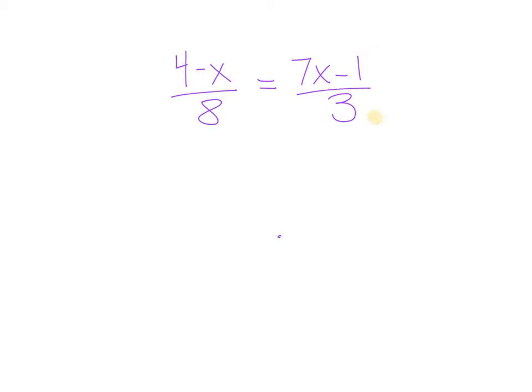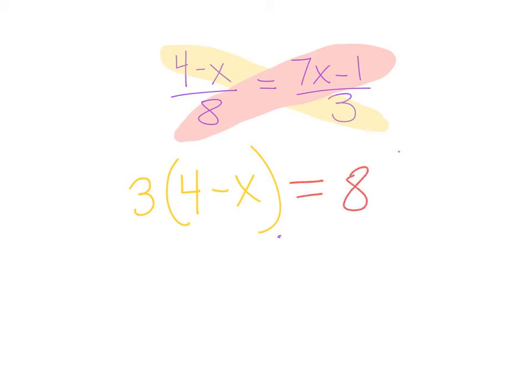What we need to do is cross multiply the 3 and the 4 minus x, as well as the 8 and the 7x minus 1, so that it is set up and ready to be solved. For the left side, we're going to write it as 3 times (4 minus x). And for the right side, we're going to write it as 8 times (7x minus 1). We have cross-multiplied diagonally, so our 8 times our (7x minus 1), and our 3 times our (4 minus x).